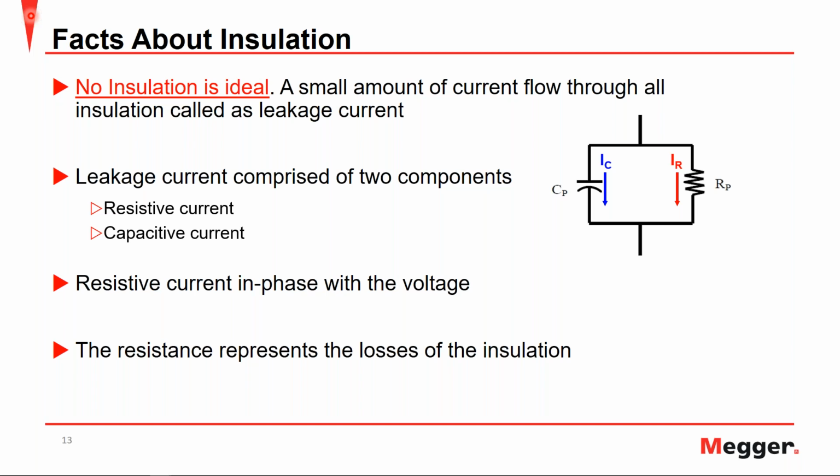And we also know that the capacitive current is due to the inherent capacitive nature of the insulation. So what does the resistive component mean? That represents the losses of the insulation. That could be the presence of moisture, contaminants, partial discharge activity, or just inherently polar materials.